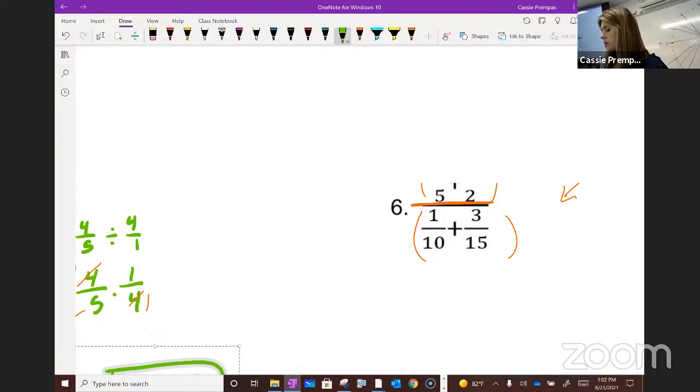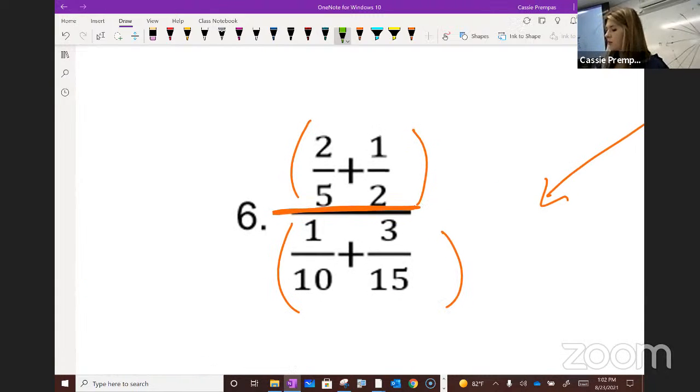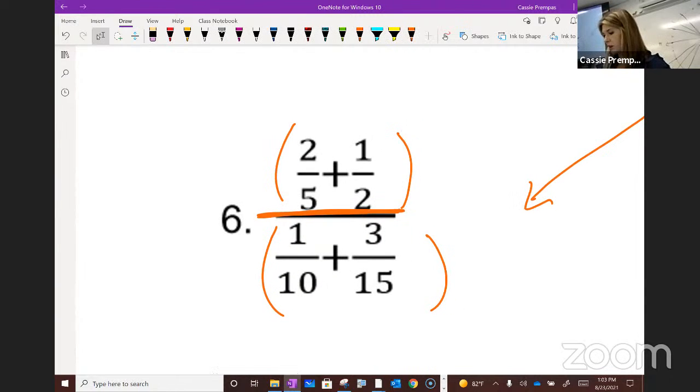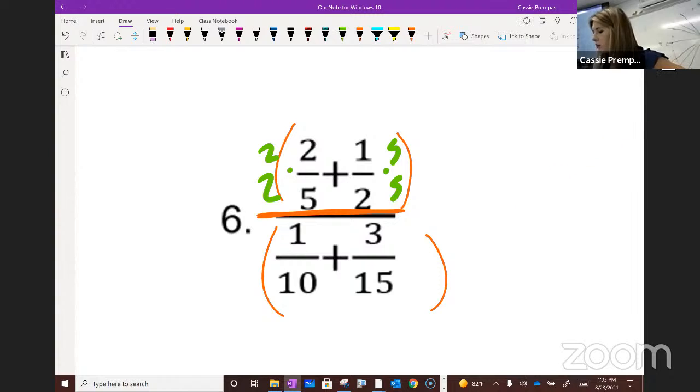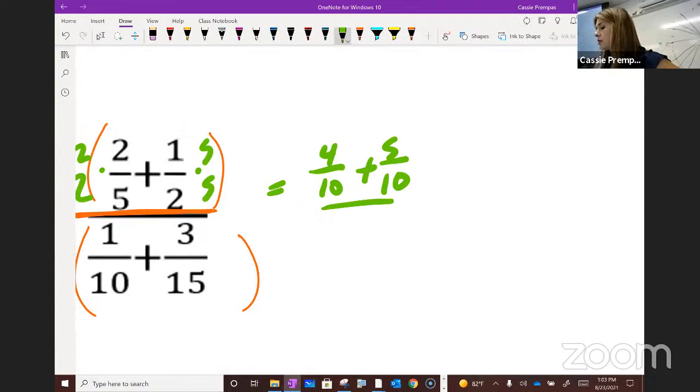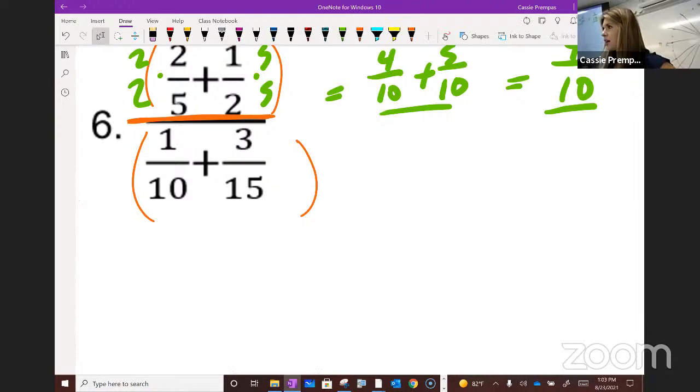Number 6. Okay. I reviewed that you have to simplify the top and the bottom before you divide. They have invisible parentheses around them. What is the least common denominator between 5 and 2? 10. Good. So we'll multiply this fraction by 5/5, this one by 2/2. And that's going to become 4/10 plus 5/10, which creates 9/10.